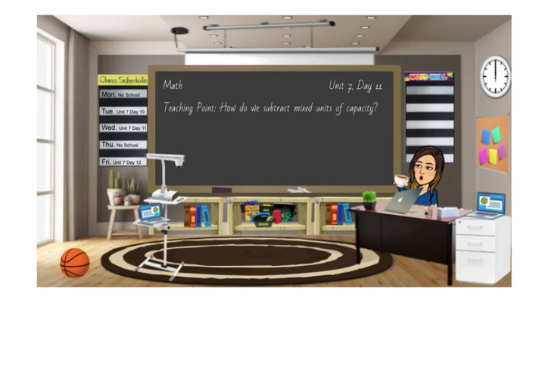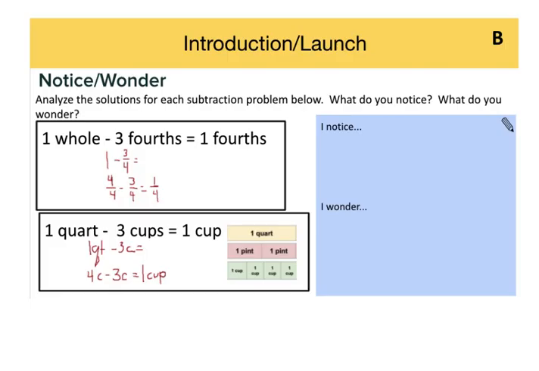Today we will be looking at how we can subtract mixed units of capacity. So yeah, the other day we looked at how we can add mixed units of capacity. Today we're looking at how we can subtract. So let's go ahead and look at slide B. Analyze the solutions for each subtraction problem below. What do you notice? What do you wonder? Go ahead and answer those two questions, and when you're ready, you can go ahead and unpause.